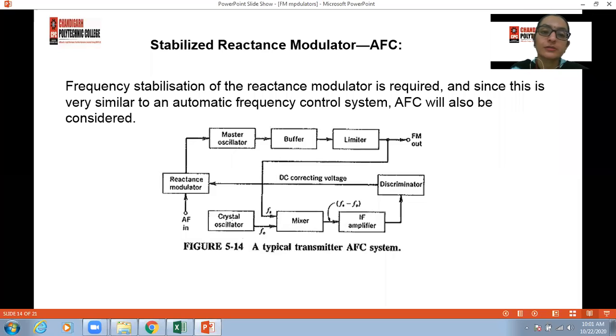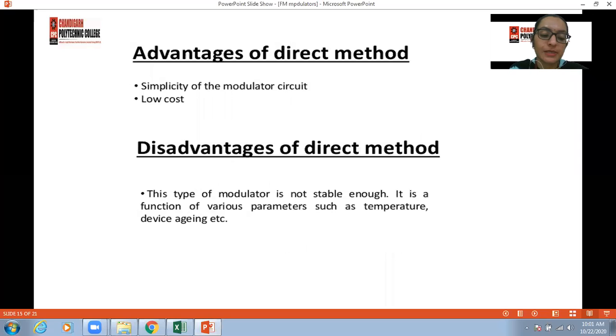This is all about the stabilized reactance modulator. Starting with its advantages: comparatively high stability is achieved, no modulation is required to fit the reactance modulator, and a high-class stable discriminator gives the best results. After that, the advantages of the direct method: first is the simplicity of the modulator circuit, it has low cost and less weight. The disadvantage is that it is not stable enough, as it is a function of various parameters such as temperature, device aging, etc.